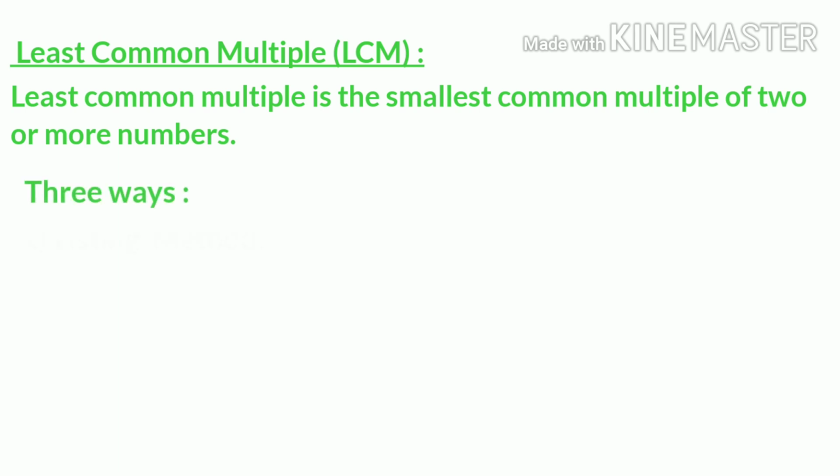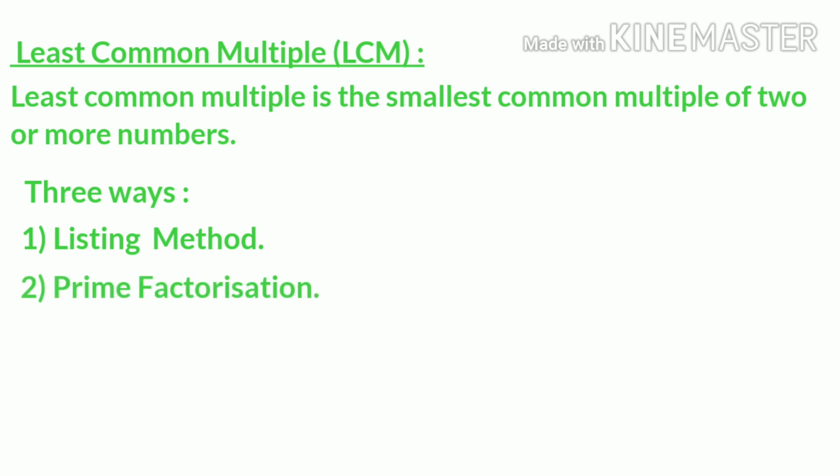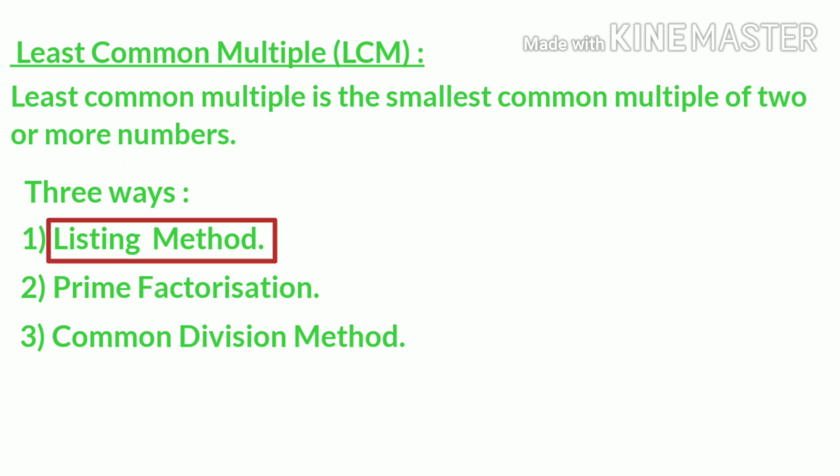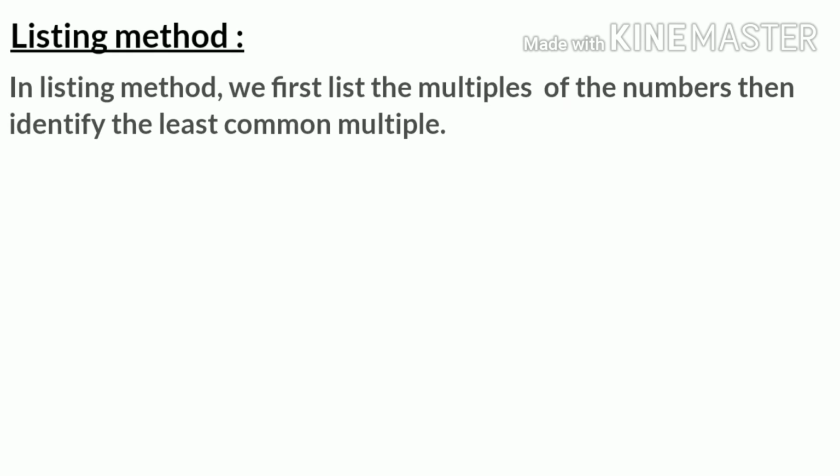1. Listing method. 2. Prime factorization. 3. Common division method. Let us first discuss the listing method. In the listing method, we first list the multiples of the numbers, then identify the least common multiple. To understand this, let's solve one question.